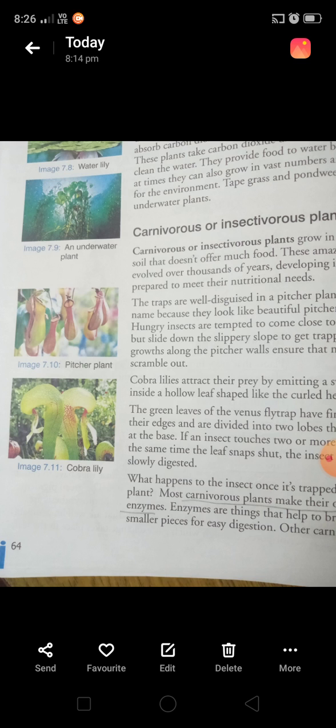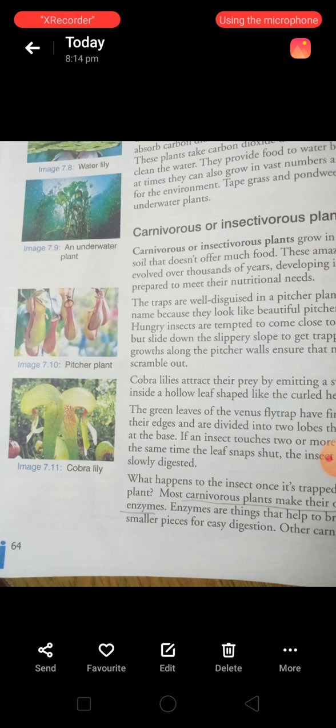They grow in places where the soil doesn't have food. They get most of their food by trapping and consuming animals. Examples are the pitcher plant, Venus flytrap, and cobra lily plant. So let's learn about this type of plant.